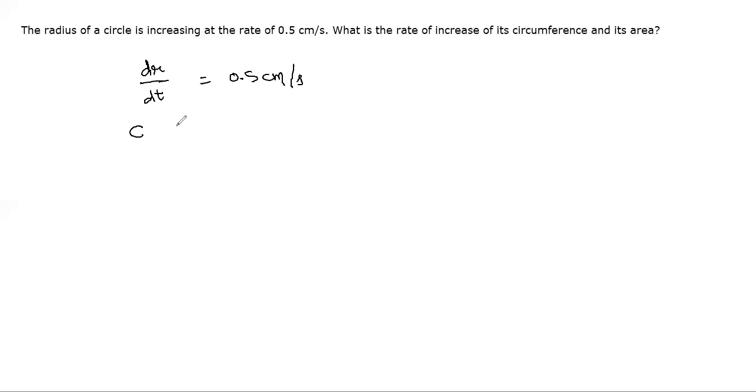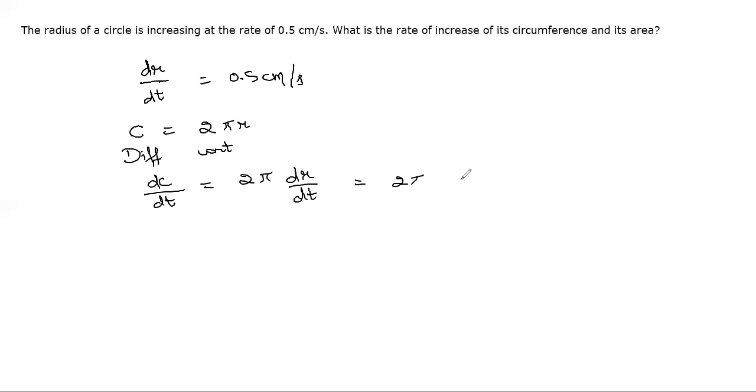We know that the circumference of a circle is 2 pi r. If we differentiate it with respect to t, we will have dC by dt equals 2 pi dr by dt. At the given value of dr by dt, this will become 2 pi times 0.5, or simply pi centimeter per second.